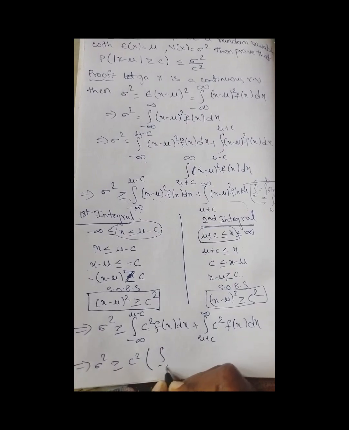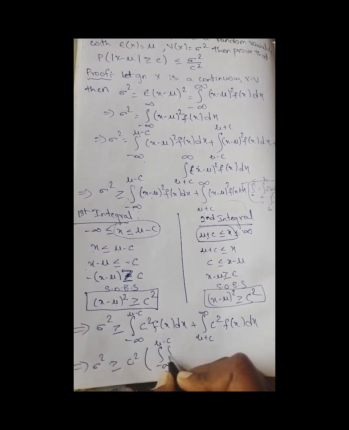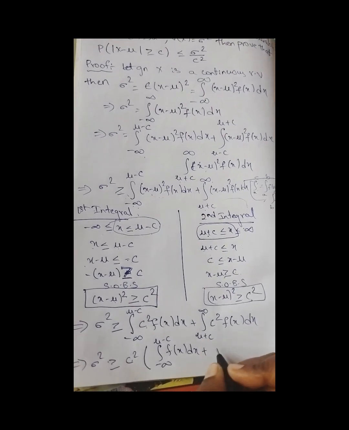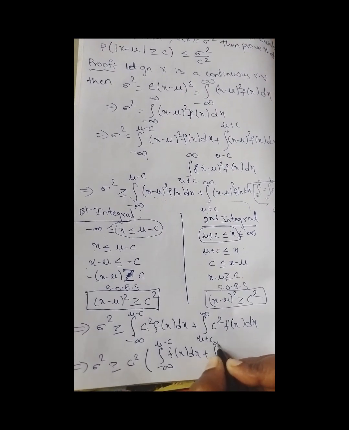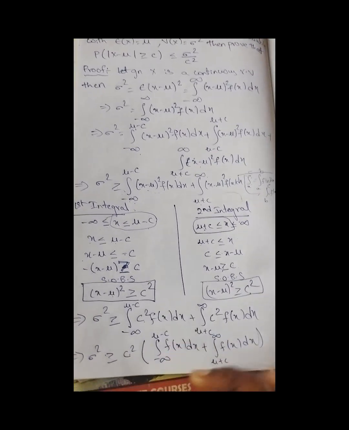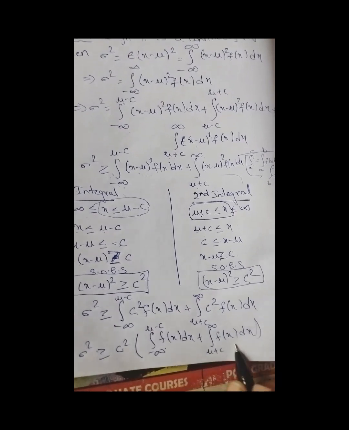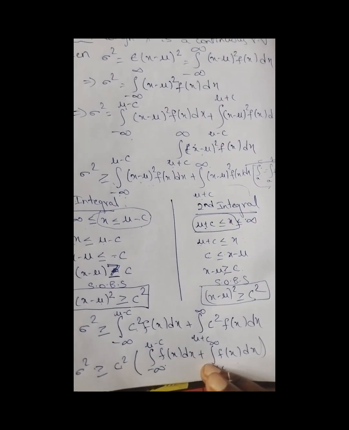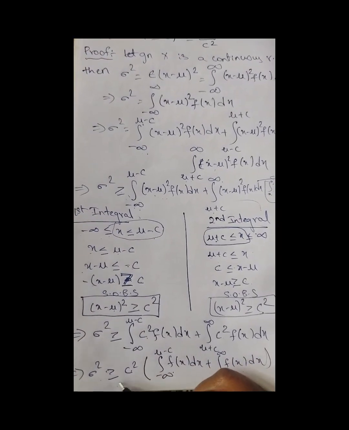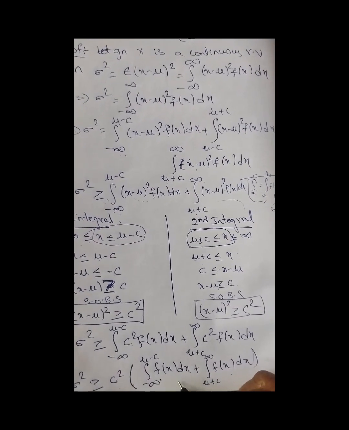Open the brackets, integral minus infinity to mu minus c. As c square we have taken outside, the leftover term is f of x dx, plus here integral mu plus c to infinity, c square outside again, f of x dx. Now, this integral f of x dx on both the terms, you have to express in terms of probability. So here sigma square greater than or equal to c square, till here okay, open the brackets. Now express this in terms of probability.